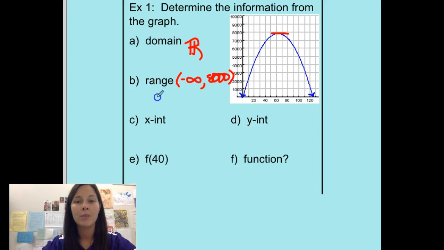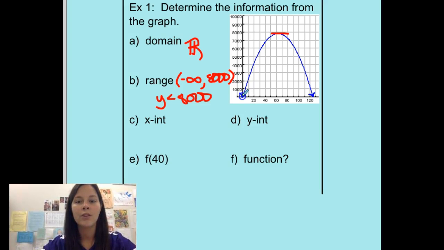Normally, I would try and find a more precise value and use the bracket, but in this case, I'm just doing a rough estimate. So our inequality notation would be y is less than 8,000. Again, I would try and find a more precise value and use that or equal to, but I'm just doing a rough estimate on this one.